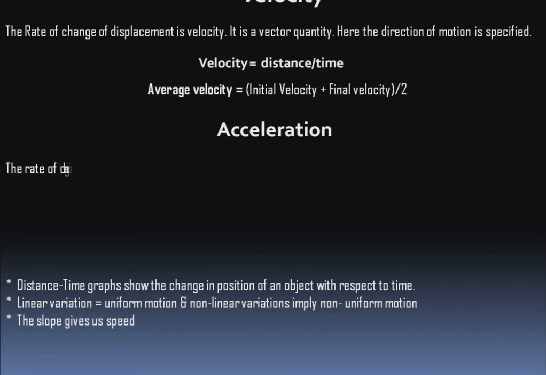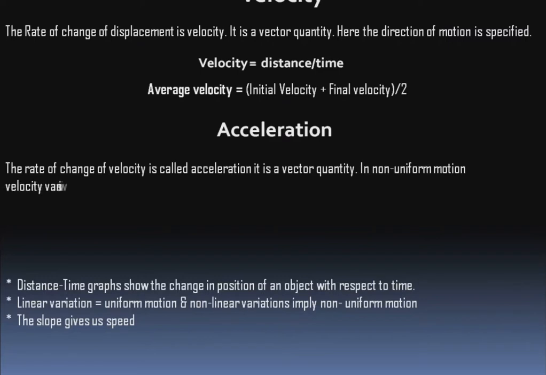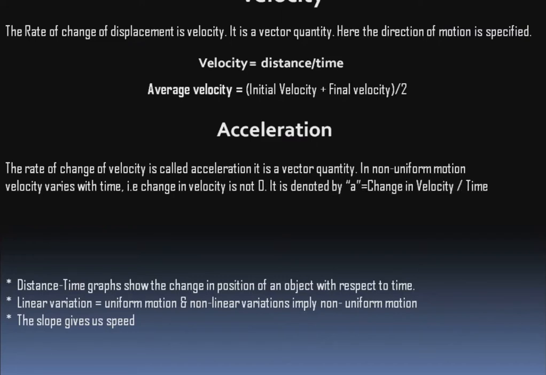Acceleration. The rate of change of velocity is called acceleration. It is a vector quantity. In non-uniform motion, velocity varies with time. That is, change in velocity is not zero. It is denoted by a equals change in velocity divided by time.